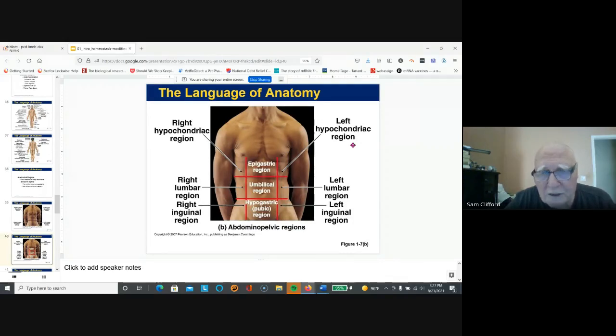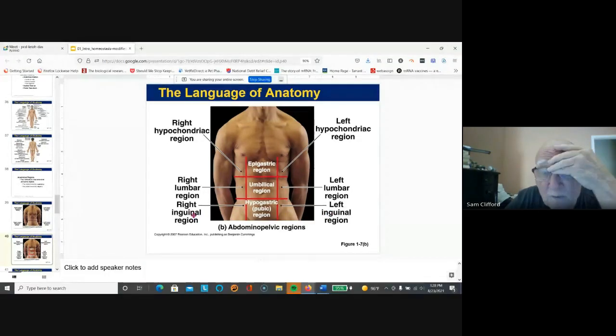What about the regions? Epigastric above the stomach, umbilical above the umbilicus, hypogastric below the stomach. Right hypochondriac, that means below the ribs. So on either side of the epigastric is the left hypochondriac and the right hypochondriac. Right lumbar, because the lumbar spine is right here, left lumbar. On either side of the hypogastric region is the right inguinal and the left inguinal.